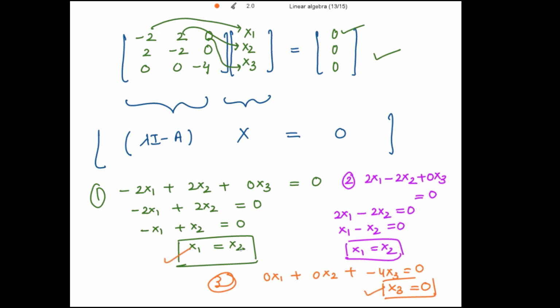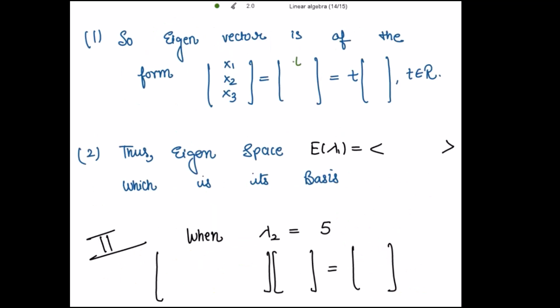If x1 equal to x2, let me give the value x1 to be equal to t. So x2 is also having the value t. t is any real number, t belonging to the set of real numbers. So now writing the eigenvector for this, we have got the values of x1, x2 and x3. So x1 is t, x2 is also t and x3 is 0. Taking t outside, we get 1, 1, 0, where t is belonging to the real numbers. So this is your eigenvector. And now finding the eigenspace E lambda 1, just write this column vector in this format, which is its basis, right?